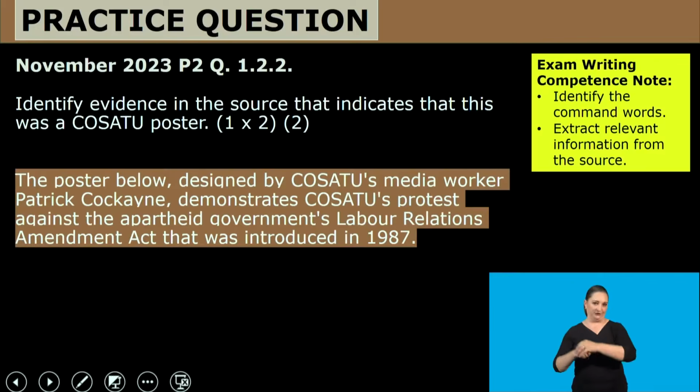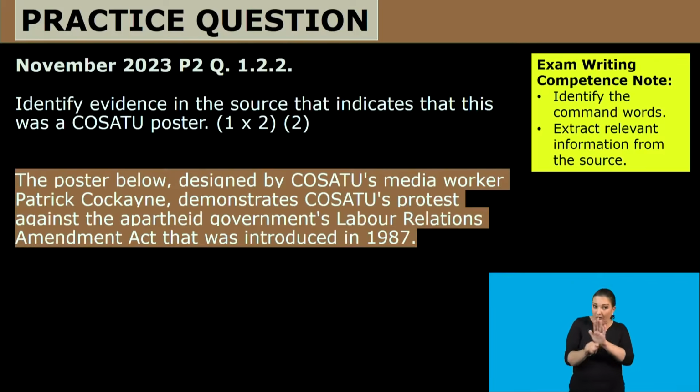Another example is, identify evidence in the source that indicates that this was a COSATU poster. Now remember the poster we looked at before the commercial break. The caption read, the poster below, designed by COSATU's media worker, Patrice Cocaine, demonstrates COSATU's protest against the apartheid government's Labour Relations Amendment Act that was introduced in 1987.